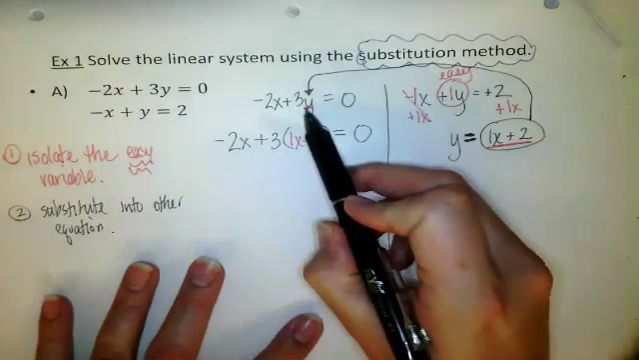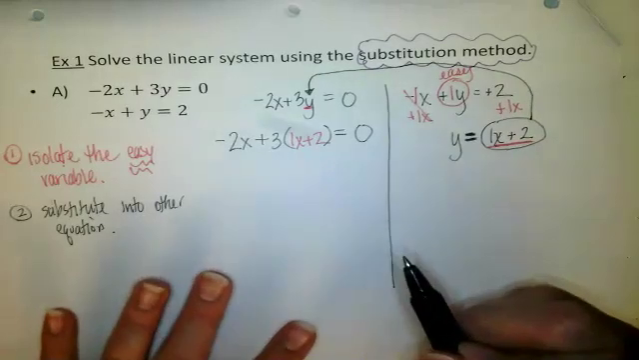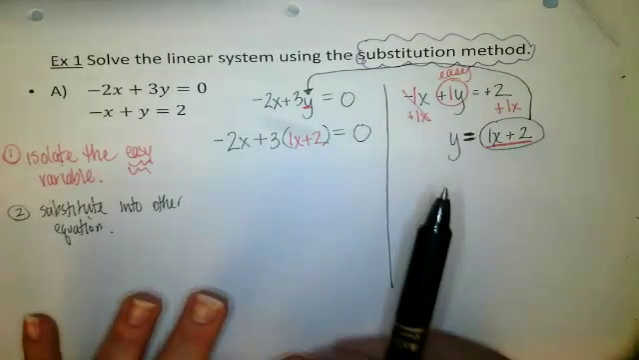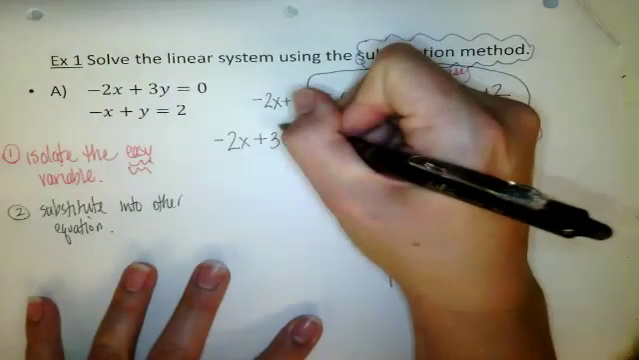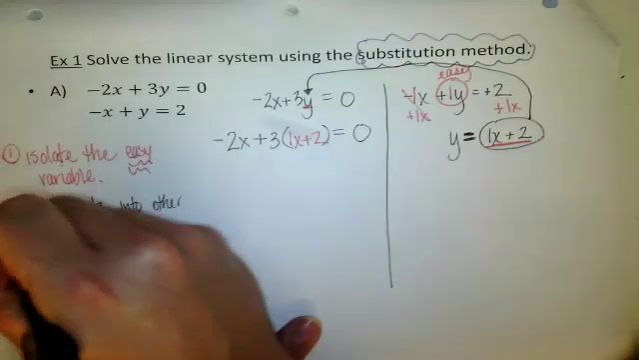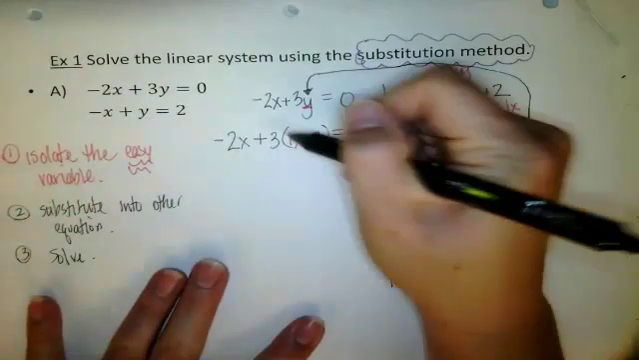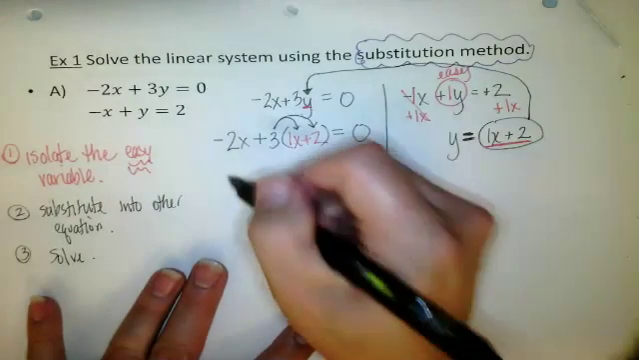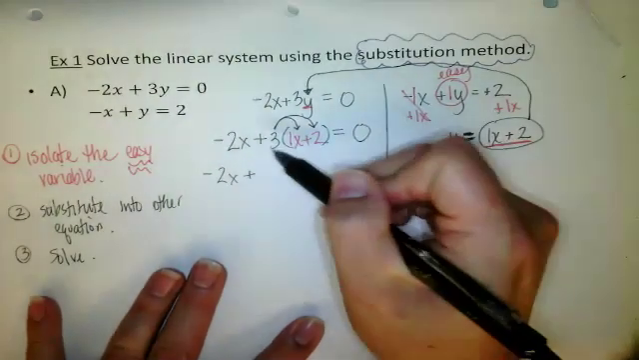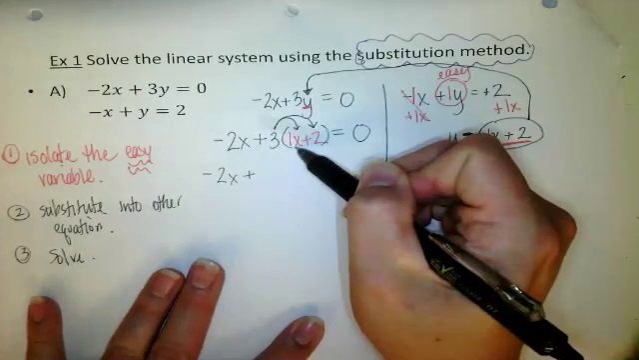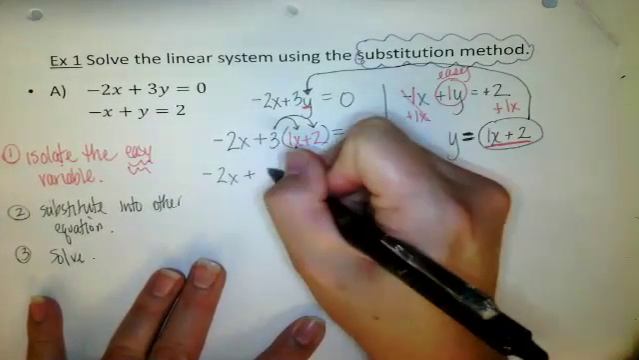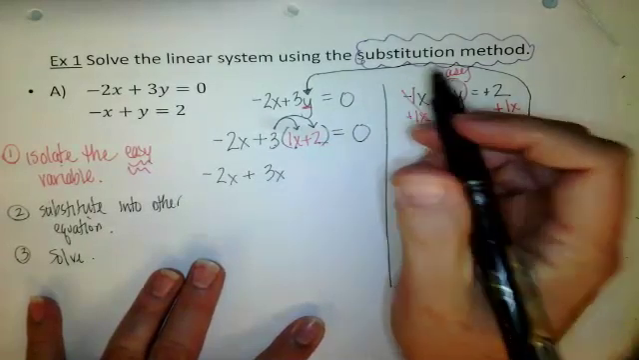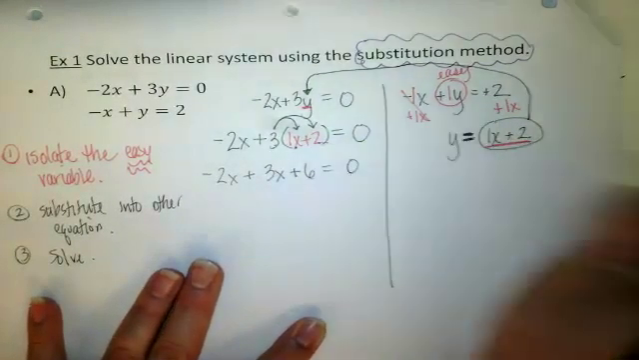Okay. You'll notice, do I have the y in my equation anymore? No, we've replaced it. And what is left are only x's, and this is an equation that we can solve. Okay? So we're going to go ahead to step 3, solve. We're going to distribute. So I have a negative 2x, and we're going to distribute. 3 times 1x is what? 3x. And 3 times positive 2? Positive 6 equals 0.